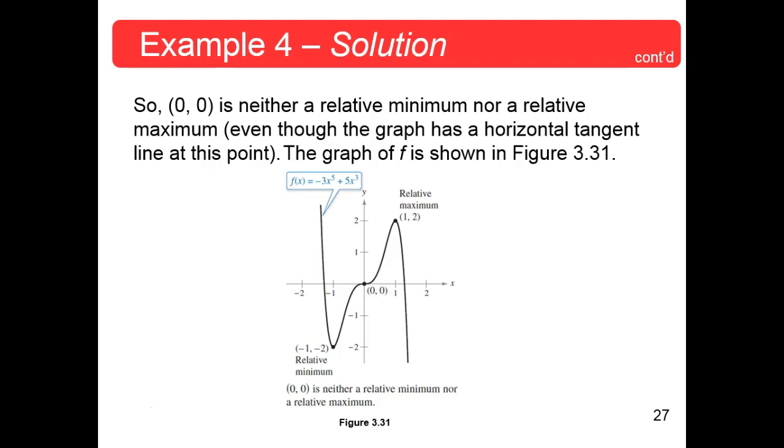So it can't be a relative extreme minimum or maximum. But that was looking at it a little bit differently. Whatever it's doing on either side, it's always in the opposite direction. So it is an odd function. Okay. Any questions?